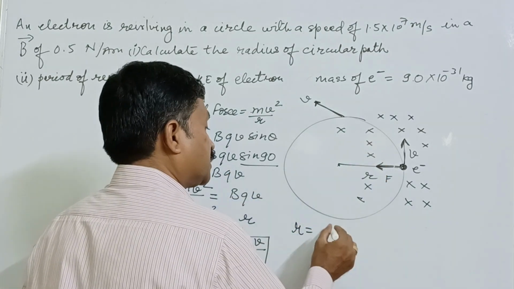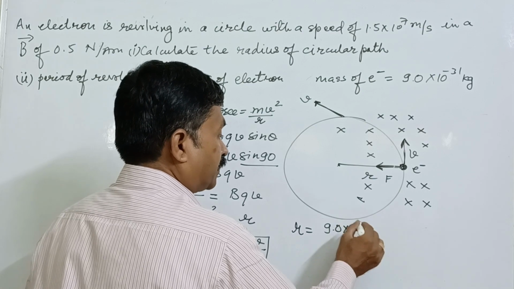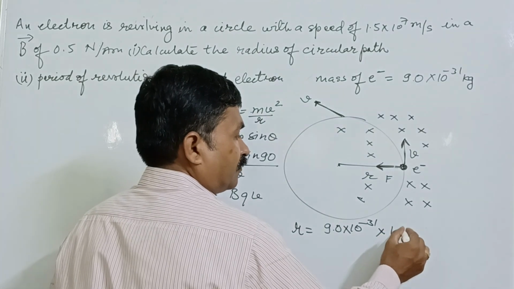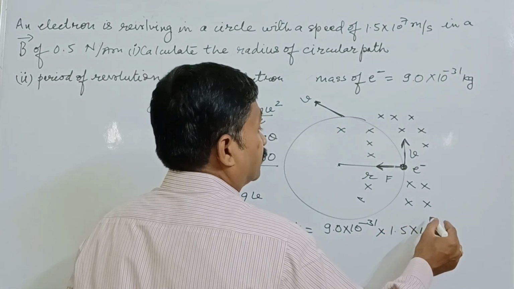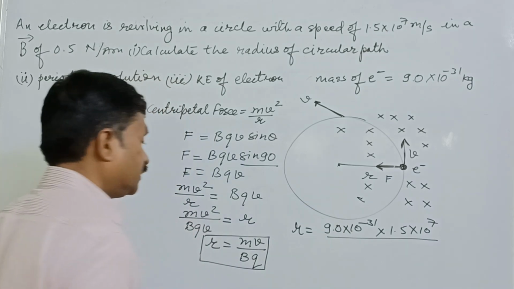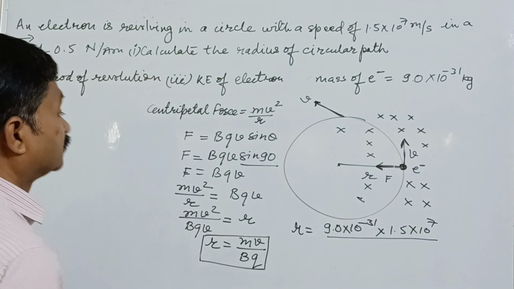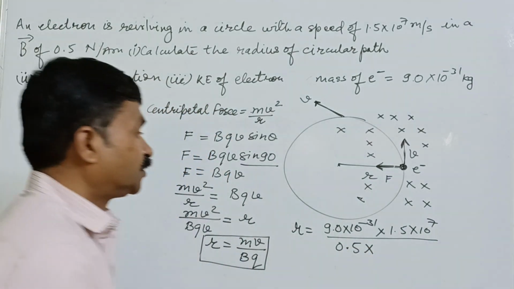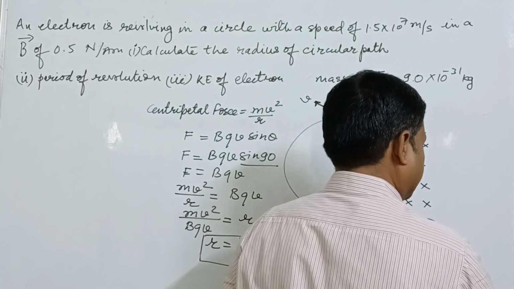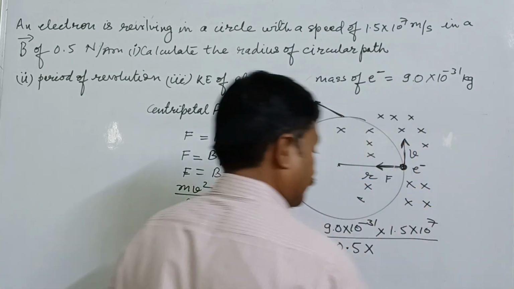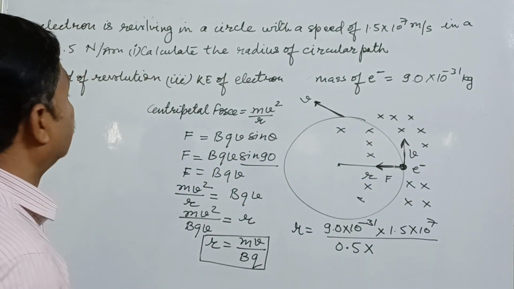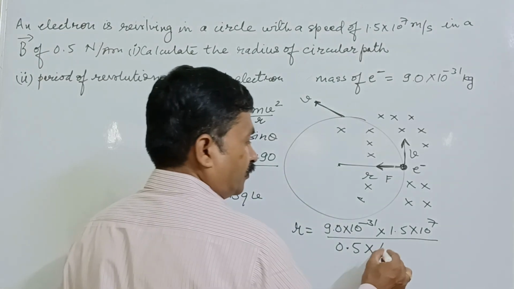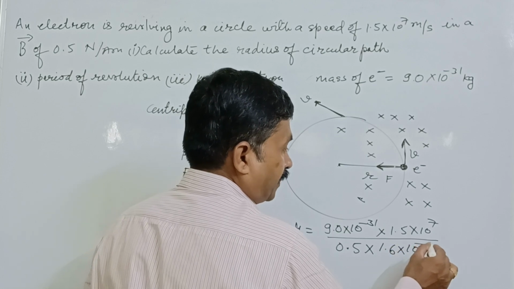Radius, mass is 9 × 10^-31 kg. Velocity which is given to us 1.5 × 10^7 meter per second. B, the magnetic field, that is 0.5 Newton per ampere meter, and Q, the charge on electron that we know, 1.6 × 10^-19 coulomb.